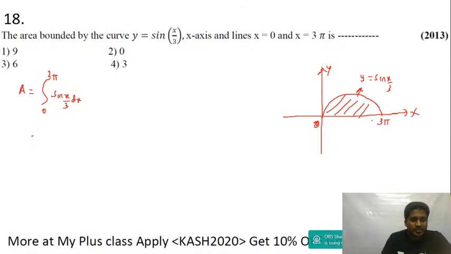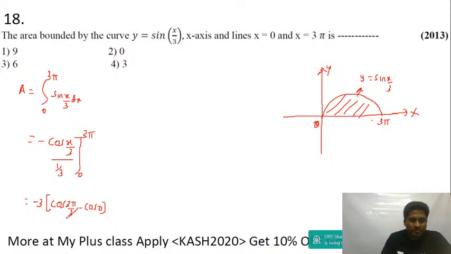Okay, integration of sine is minus cos. So this is minus cos x by 3. Coefficient of x is 1 by 3, divided by 1 by 3, between the limit 0 to 3 pi. Okay, so I'm going to take 1 by minus 3. This goes to numerator. Okay, upper limit will be equal to cos of 3 pi upon 3, and lower limit is cos 0.